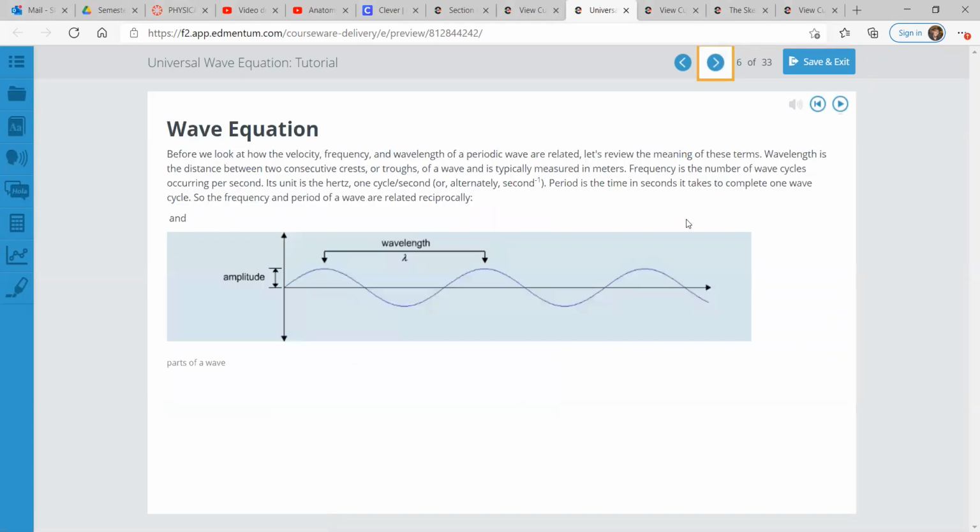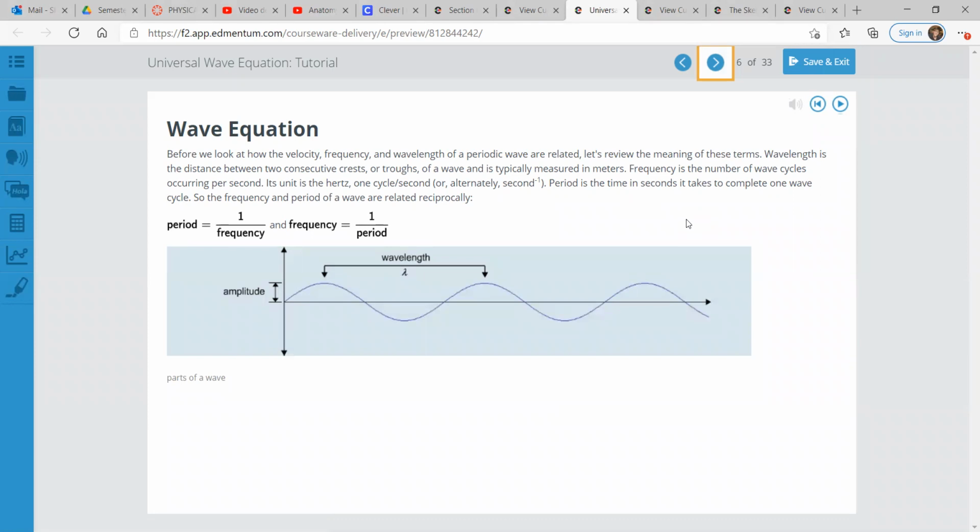So what is the wave equation? Before we look at how everything is related in a wave, let's review the meaning of each term. Wavelength is the distance between two consecutive crests or troughs from a wave, and it is typically measured in meters. So crest to crest, one wavelength, and has the same length as trough to trough. All right. So the top of the hill to the next top of the hill is one wavelength.